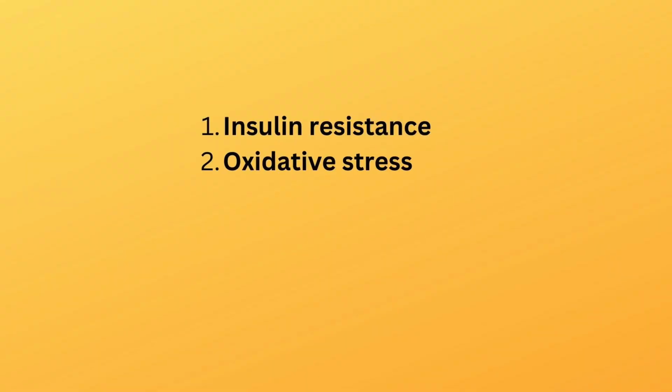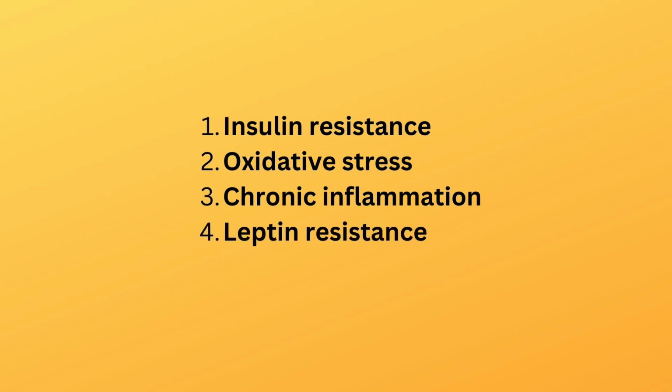So there are 5 key causes of type 2 diabetes, not 1, but 5. These are insulin resistance, oxidative stress, chronic inflammation, leptin resistance, and chronic stress.